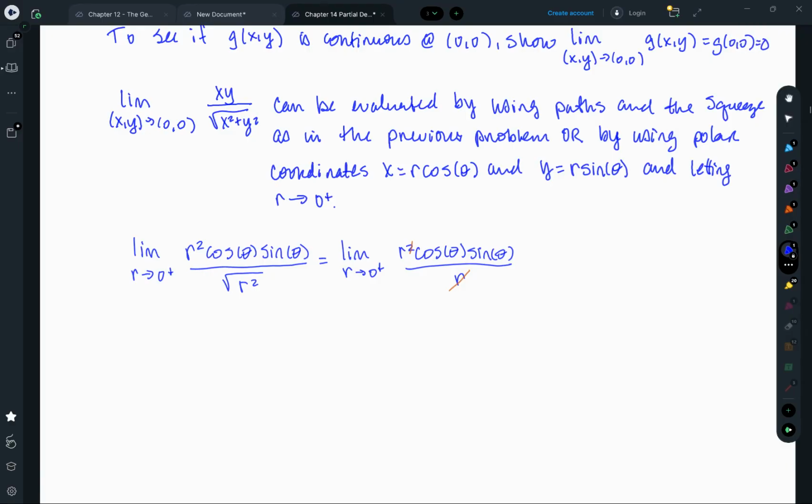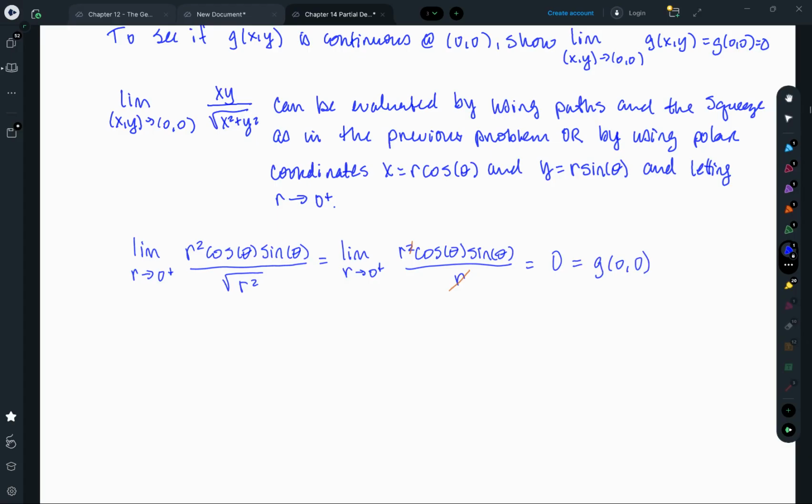Remember, cosine of theta and sine of theta don't have a variable that we're interested in, because theta just takes us on a sinusoidal curve. But r is going to go to 0. So as r goes to 0, this is going to give us a whole big fat 0. And 0 happens to be the value of g of 0, 0.